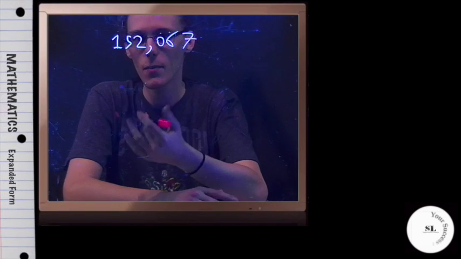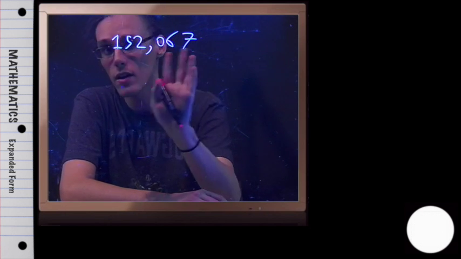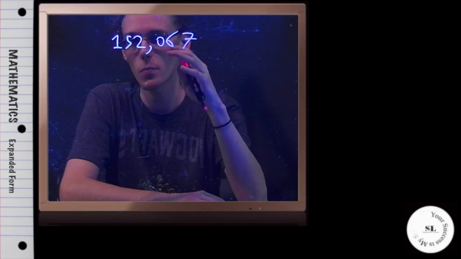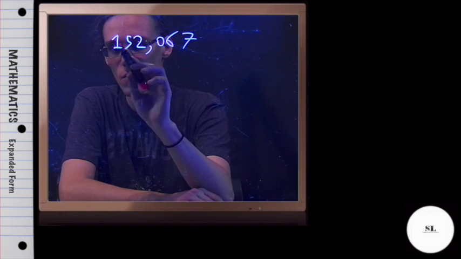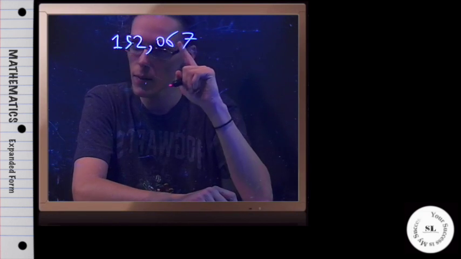All right, now in this example, we're going to be taking this number, 152,067, in our number system, Hindu-Arabic, and they tell us that they want us to write it in expanded form. What does that mean? It means I'm going to write each number as the product of the place it's in. So remember, we're in base 10.